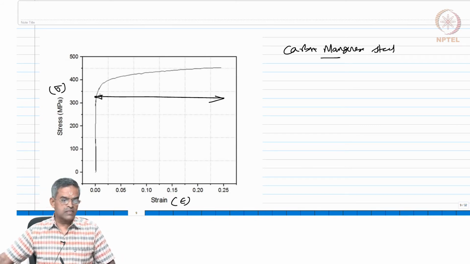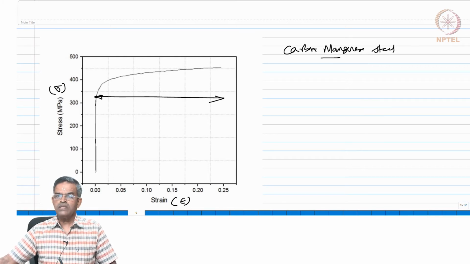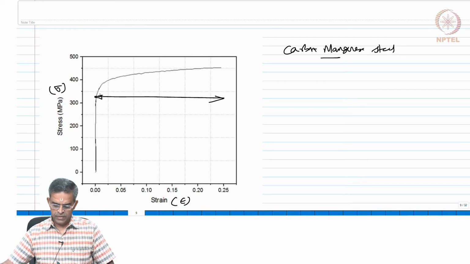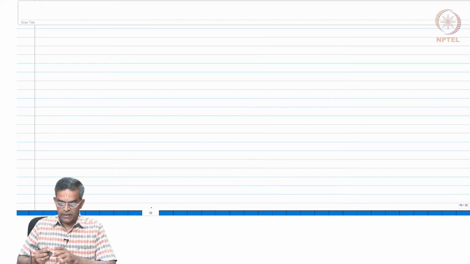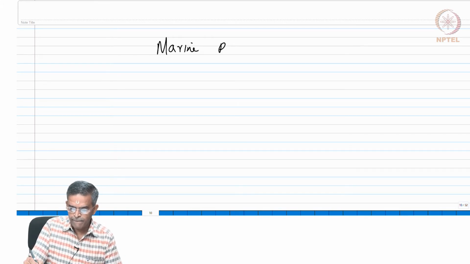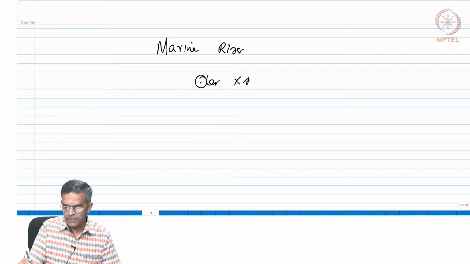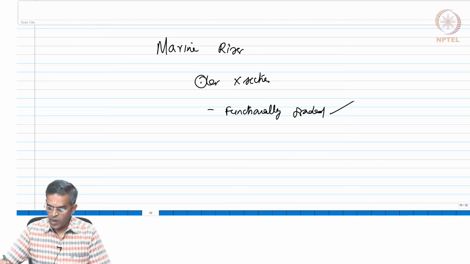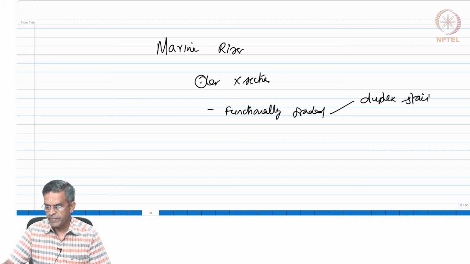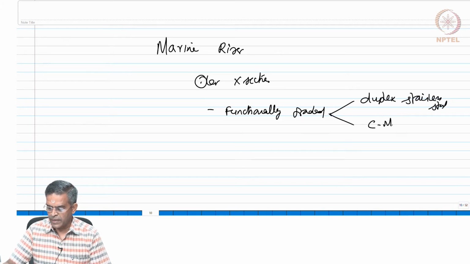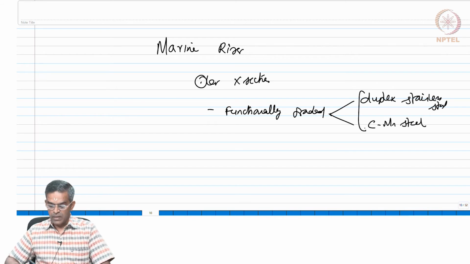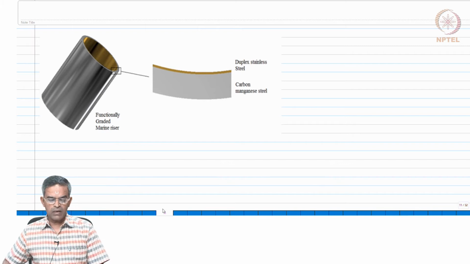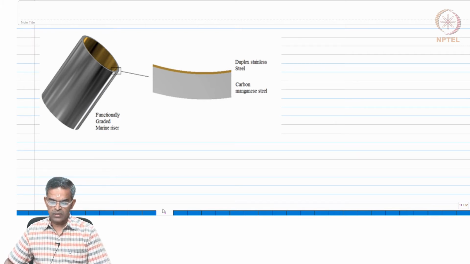Okay. So, this is the stress strain curve for carbon manganese steel, which is going to be the ingredient for my FGM. So, what is that element we are looking at, how we are going to compose it? Let us see that here now. I am looking for a marine riser which is circular in cross section, which should be now functionally graded, correct? With two materials, one is duplex stainless steel, other is carbon manganese steel. Okay, we are going to do this. Let us see how we are going to show the cross section. A typical cross section of the proposed riser is now shown on the screen.